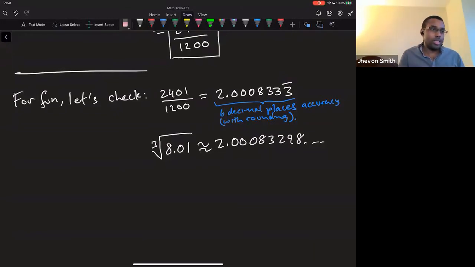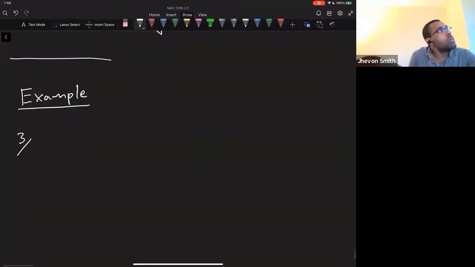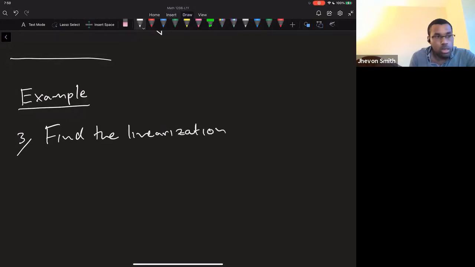Look, no hands. That's kind of where the Calc 1 stuff brings us. But really, there are a lot of cool applications to this thing. Here's an example again. Example 3: find the linearization of f of x equals sine of x at x equals pi over 6.